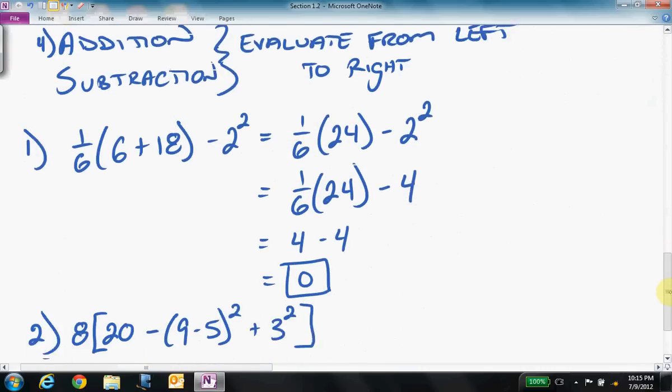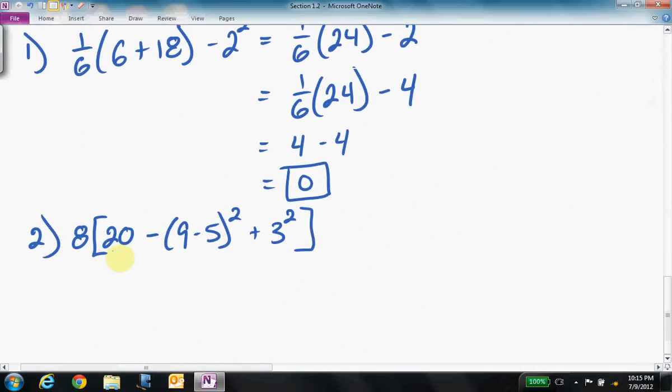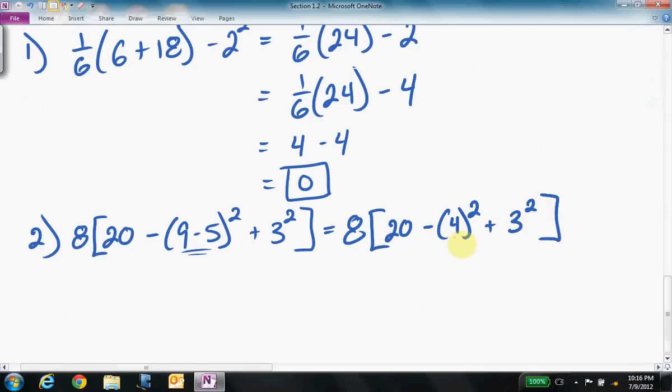You have to assume they're the same. So you think to yourself, okay, I've got parentheses here. Now once you go into parentheses, you have to start your order of operations all over again. So inside my parentheses, I have to say, okay, do I have more parentheses? And I do. So this is my starting point. So I'm just going to do it one at a time. So I've got 8 times the quantity 20 minus, and 9 minus 5, that's going to give us 4 squared plus 3 squared. So I finished evaluating my parentheses within my parentheses.